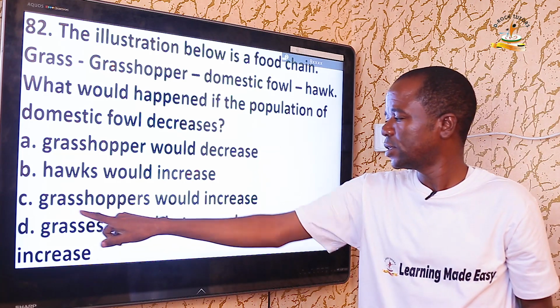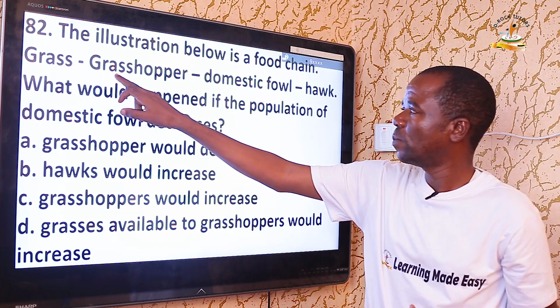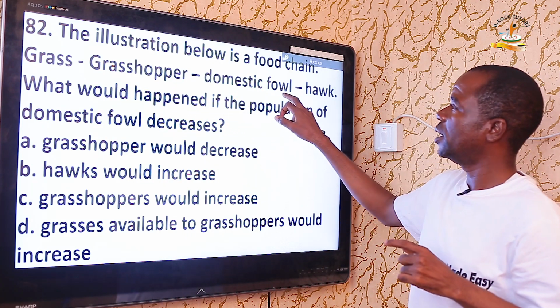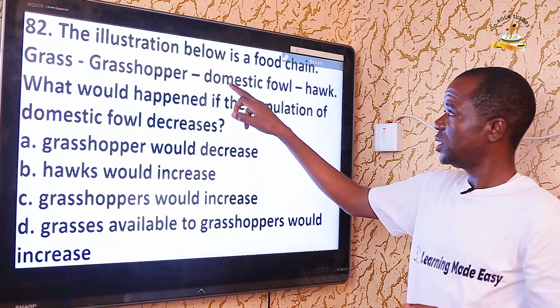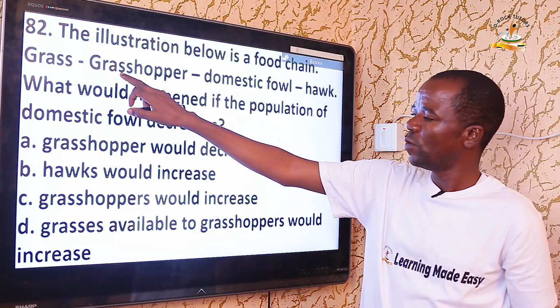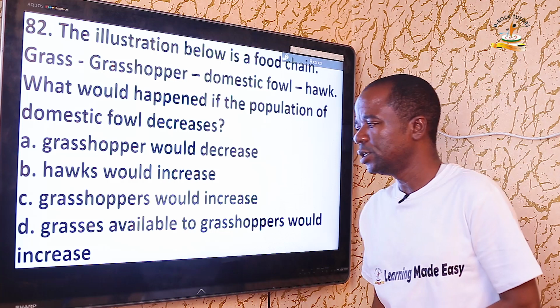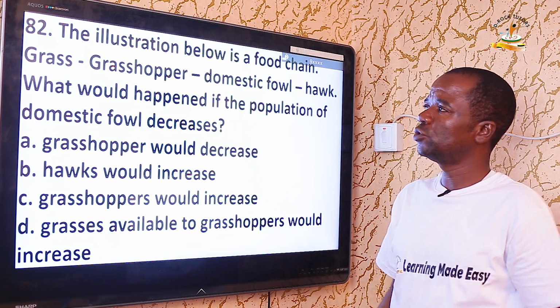Option C, grasshoppers will increase. Absolutely, that's the correct answer. So the grasshopper will increase. Why would they increase? Because what feeds on them, domestic fowl that is, will have decreased. So when the population of domestic fowl decreases, the population of grasshopper will increase. The correct option here is C. Grasshoppers will increase.